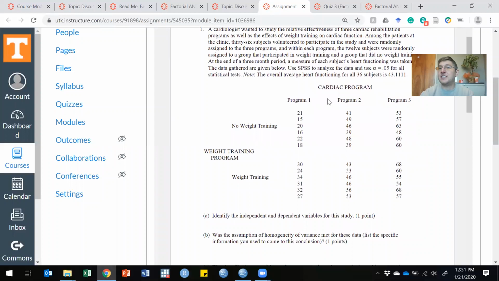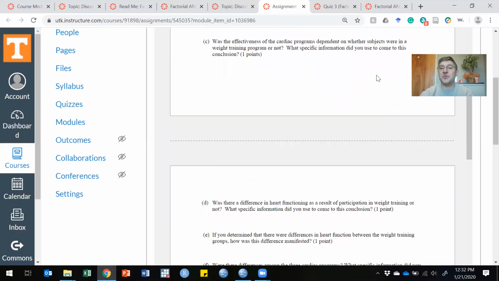Here's the data, so you'll enter these data into SPSS. Once you have the data entered into SPSS, you could run just descriptive statistics on your dependent variable for the overall heart functioning and make sure you get this value. That'll help you to know whether or not you entered your data incorrectly. Instead of typing in a 53 here, if you type in a 35, then your average here would be slightly different. So it helps clue you in to make sure you've entered the data in correctly.